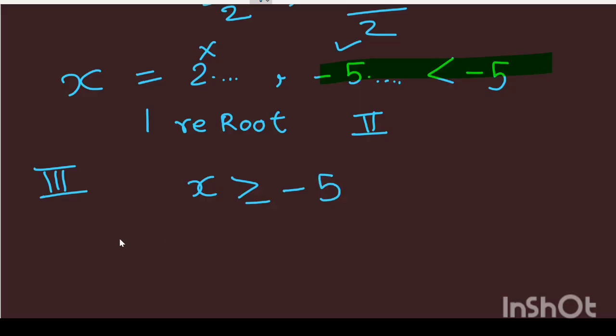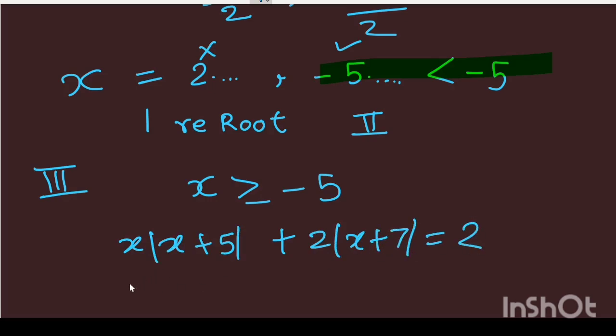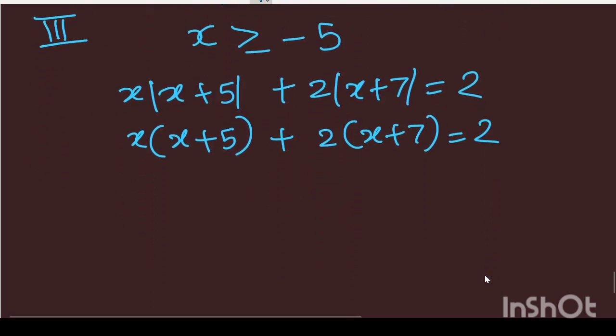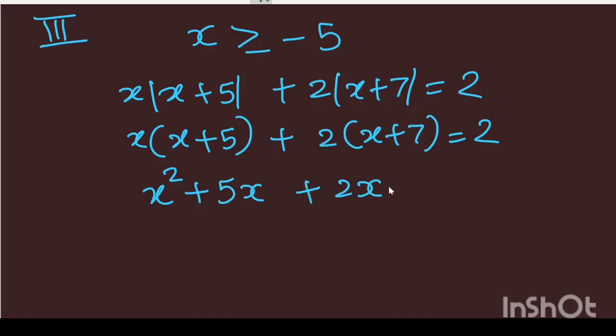So in that case, both the moduluses will give what sign? Which sign, guys? Yes, mod x plus 5 will give plus sign. So simply remove the vertical bars and place round brackets instead. Now x gets multiplied, gives x square plus 5x. 2 gets multiplied, gives 2x plus 14 minus 2 equals to 0.